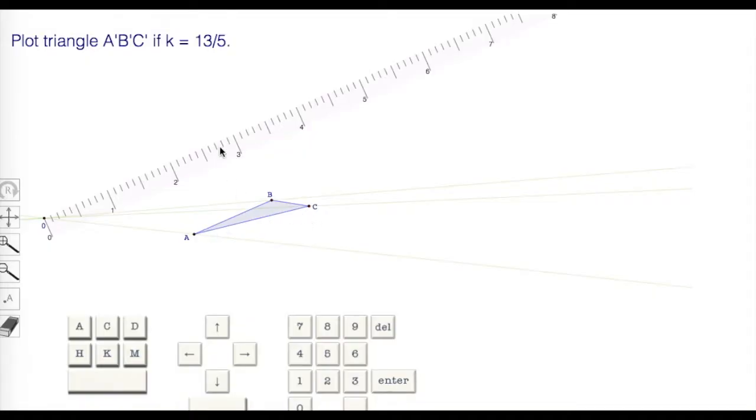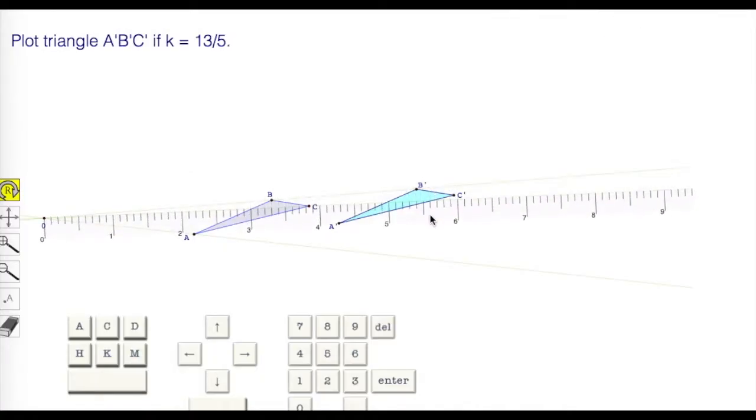Here's our ABC, and we want to plot triangle A prime, B prime, C prime if K is 13 divided by 5. And I'm going to show you an easier way. So I'm just going to click on the shape to copy it and drag it away. Find the length of O to one of my sides. I always find it easier to find the one that's furthest away from the origin. So I'm going to go O to C.